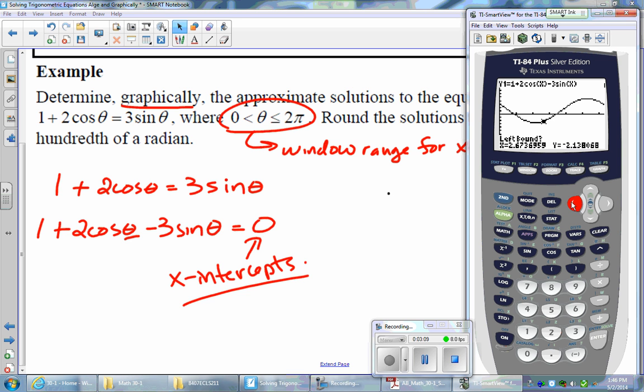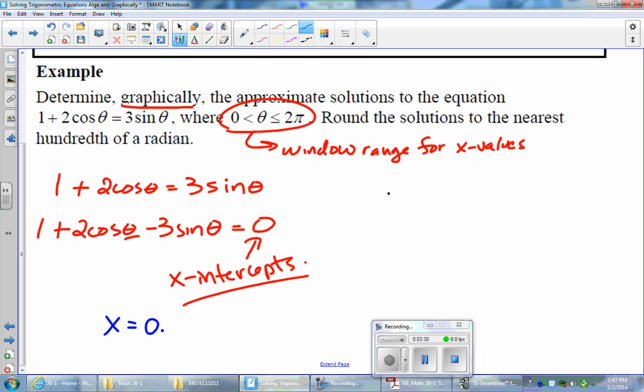So I'm going to find the first one. You want to get your cursor to the left of that first x-intercept. About there would be perfect. Press enter and press enter again. Your first solution for x, to the nearest hundredth of a radian, is 0.87. So 0.87 radians is the first one.